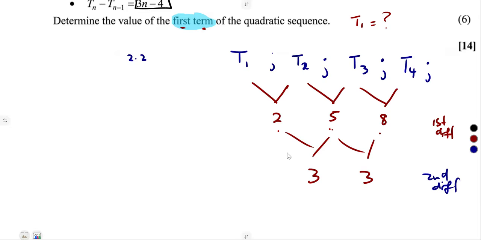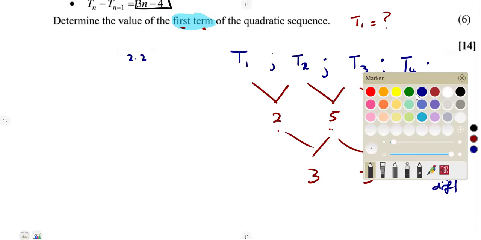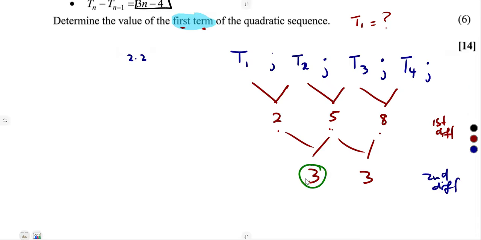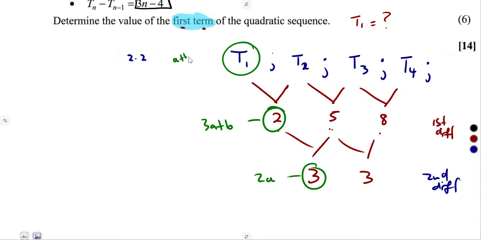We are used to this formality. The second difference will be equal to 2a. The first term of the first differences is equal to 3a plus b. Our T1 was supposed to be equal to a plus b plus c.